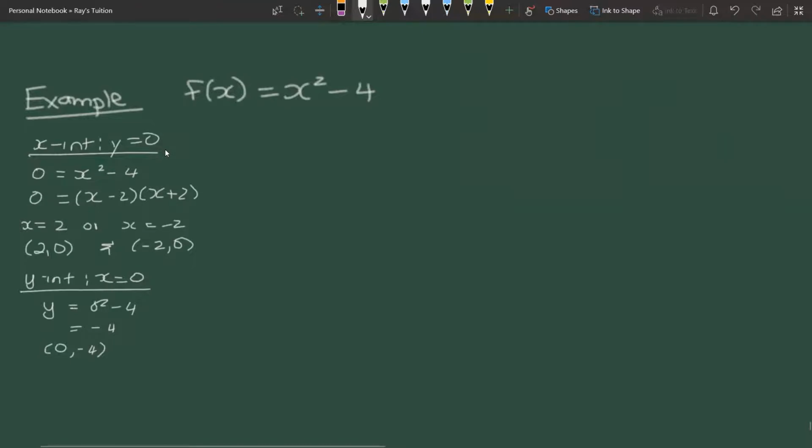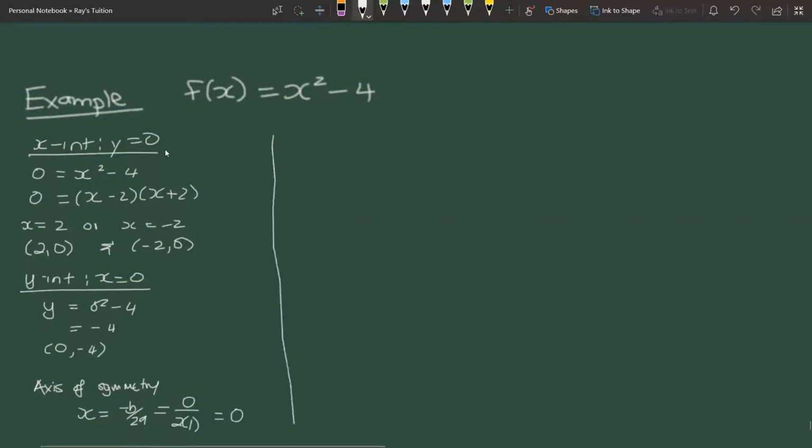The other thing that's quite important about the parabola is the axis of symmetry. The equation is x is equal to minus b over 2a, where b is the coefficient of x and a is the coefficient of x squared. There is no x term, which means b is 0, so it's 0 over 2 times 1, which is 0. So the axis of symmetry is x is equal to 0.